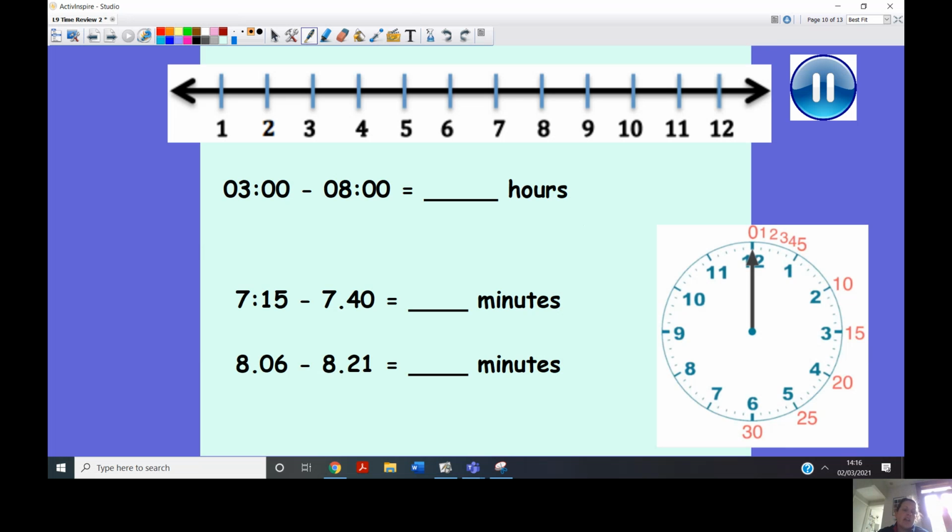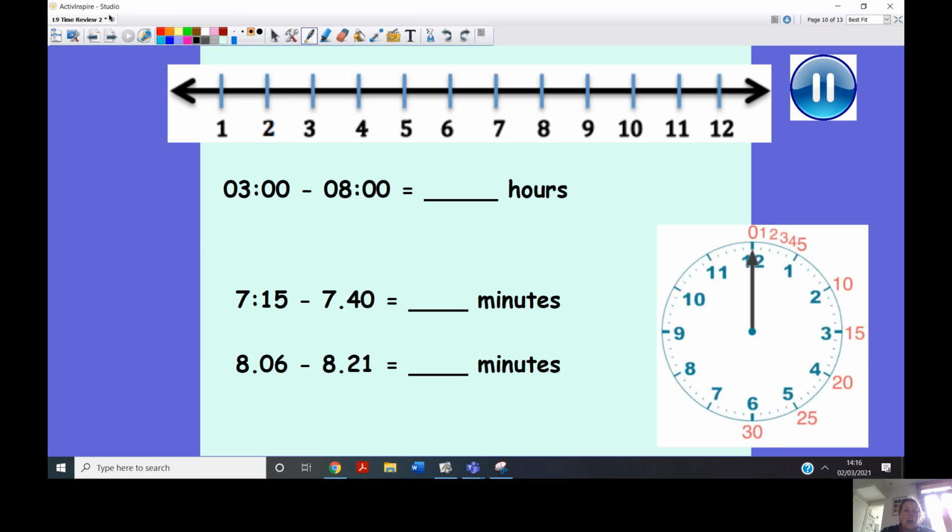So at the top, you've got a number line to help you. You've got how many hours, and then at the bottom is how many minutes. Press pause to complete this, and when you're ready, press play, and we're going to go into the answers straight away. Fantastic. You should be ready now to go through the answers. If not, carry on with your work.